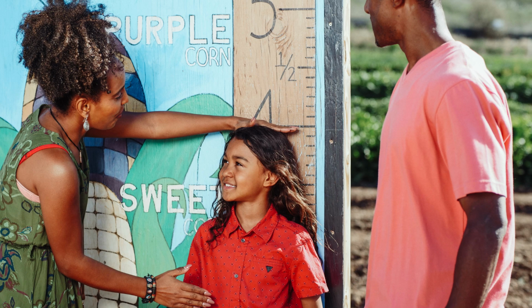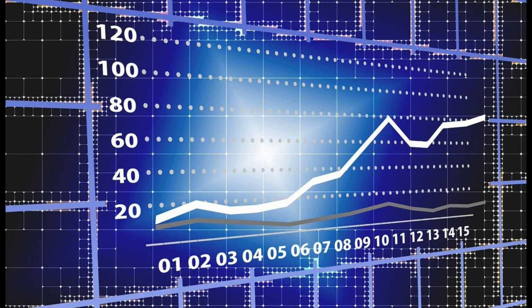Imagine you're tracking your height as you grow. You measure yourself every year and plot those heights on a chart. By connecting the dots with a line, you can easily see how your height has increased over time. That's the magic of line charts.